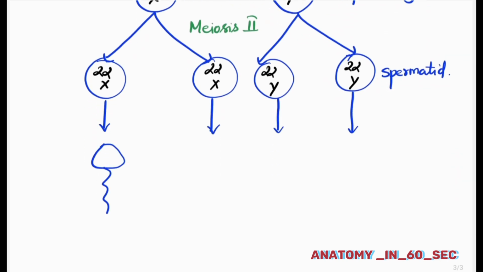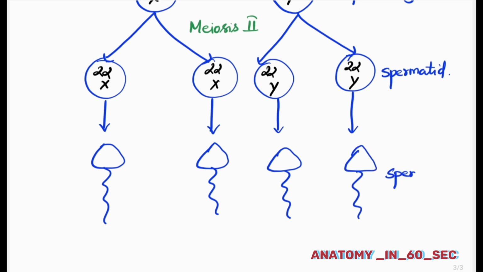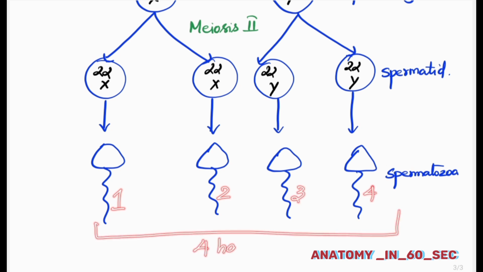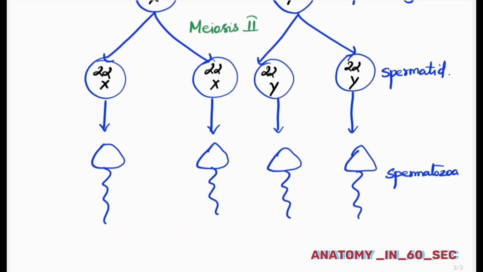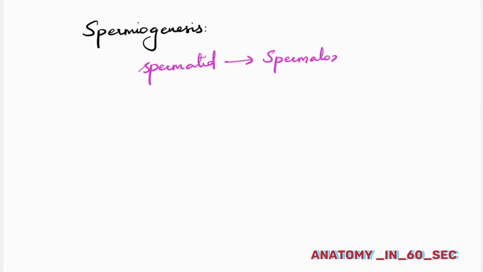This spermatid then undergoes maturation and forms the mature sperm. You have to note that the chromosome number in the spermatid and the spermatozoa remains constant, that is 22 plus the sex chromosome. So finally we get 4 haploid spermatozoa. Now let's see what is spermiogenesis. The spermatid getting converted to spermatozoa is known as spermiogenesis.